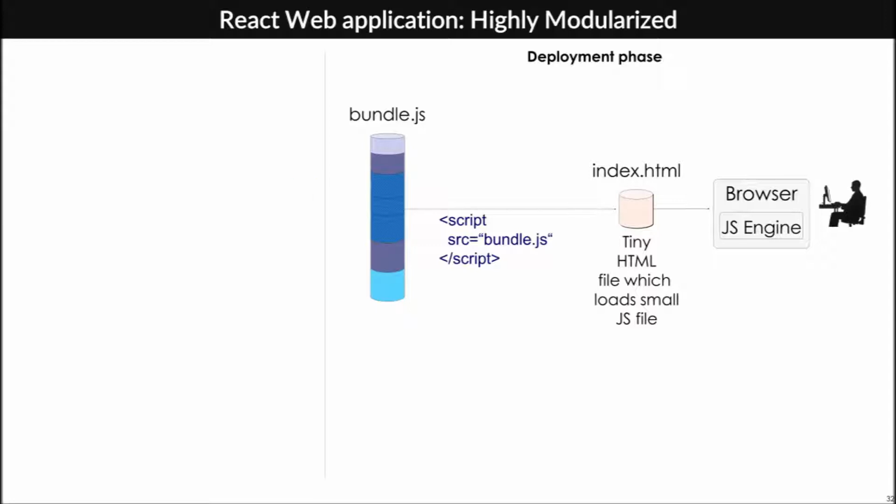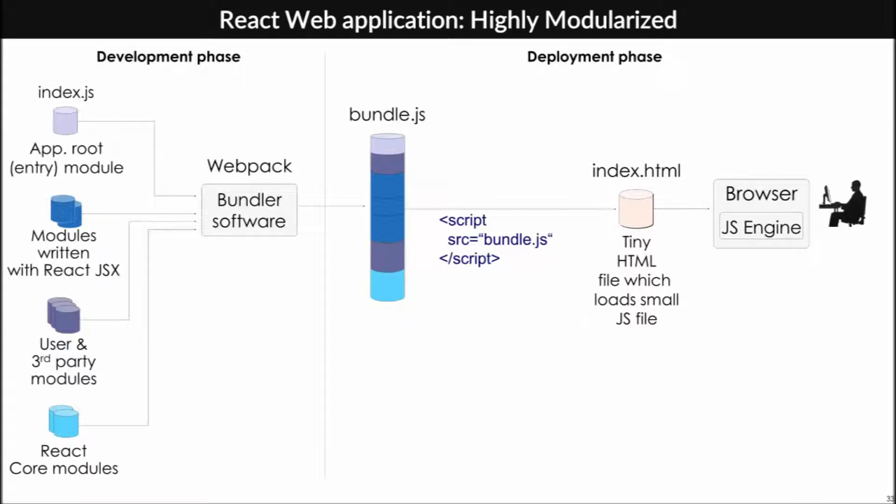So here's the picture. I've got that bundle.js, which is crammed full of good stuff. How did I make it? And here's the story. My bundler software is a product called Webpack. It's by far the most popular, the most successful bundling software in the JavaScript space right now.